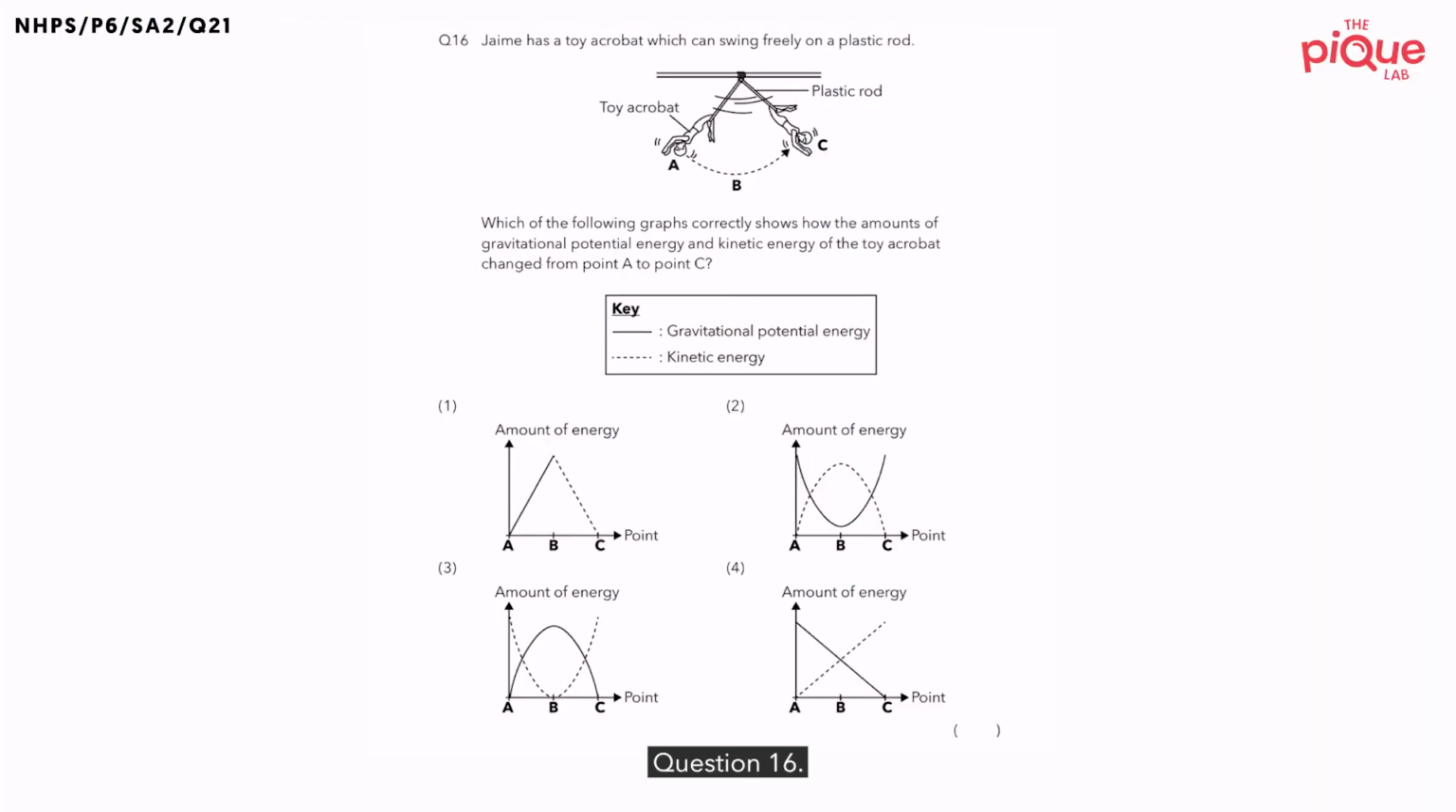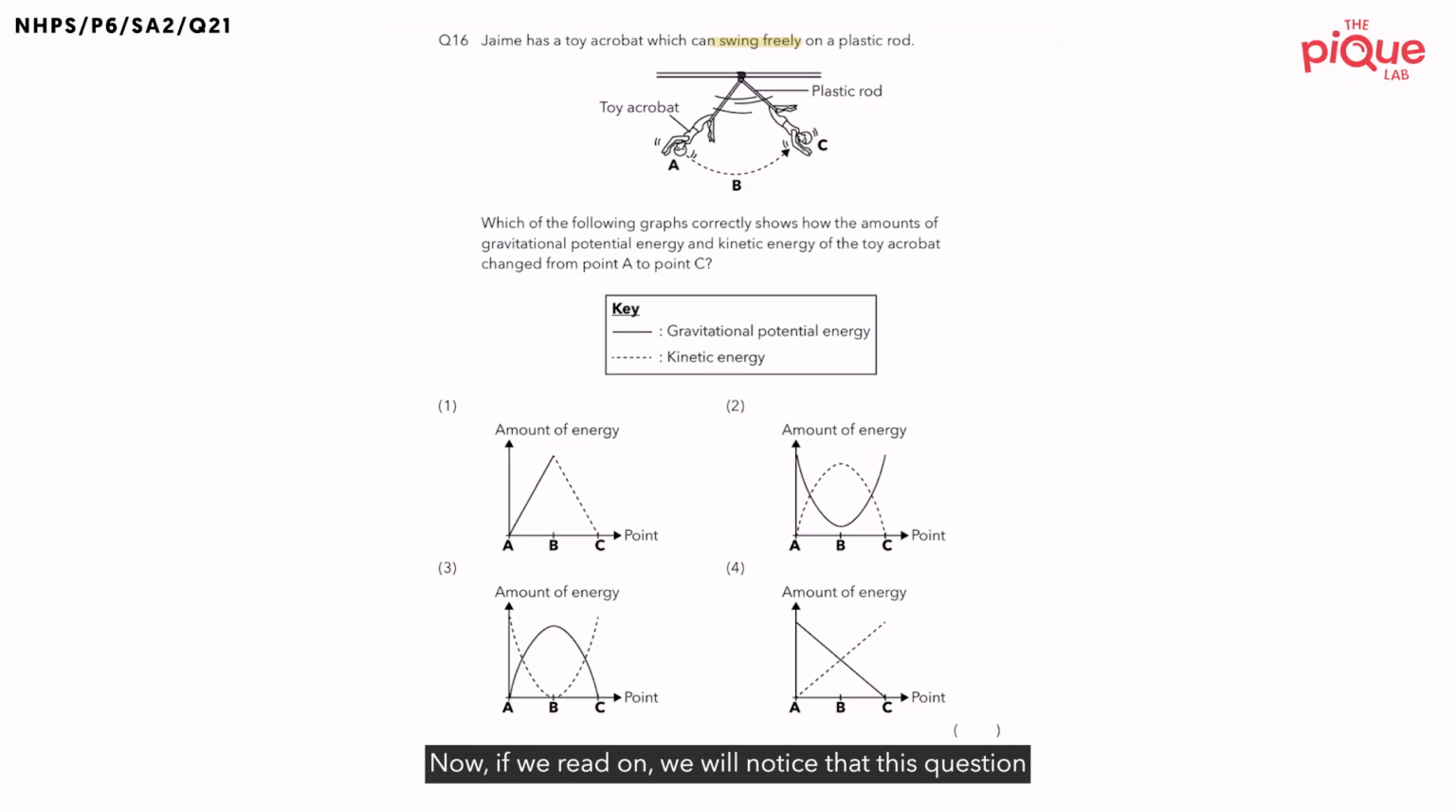Question 16. Jane has a toy acrobat which can swing freely on a plastic rod. Essentially, what happens in this toy system is that when the toy acrobat is first released, it will swing freely from A to B and then to C. Now, if we read on, we will notice that this question is focusing on the topic of energy.